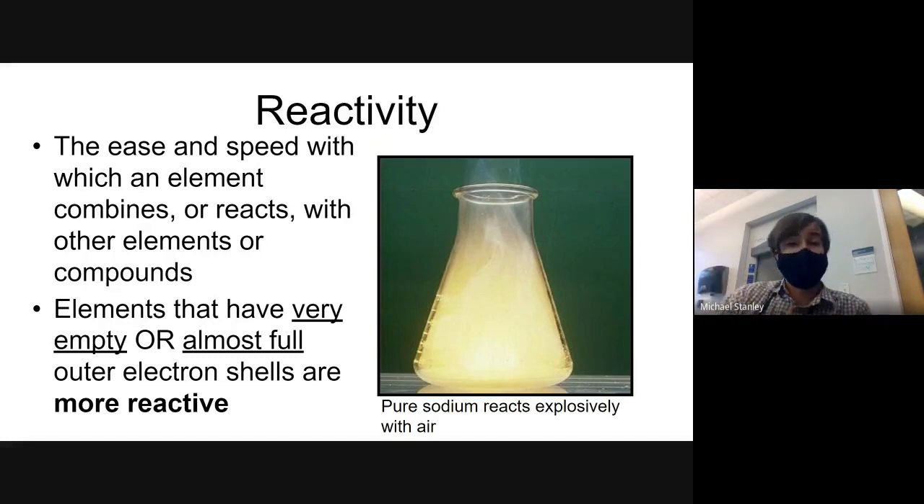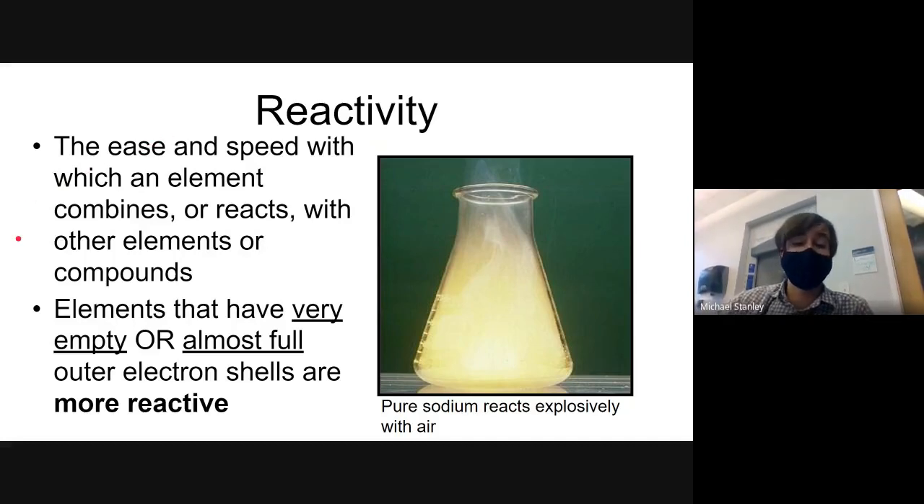So the closer that you are to having a full or empty outer shell, the more reactive you are as a chemical, as an atom. And so the faster and easier you will react with other atoms in order to get your electrons set up the way that you like.